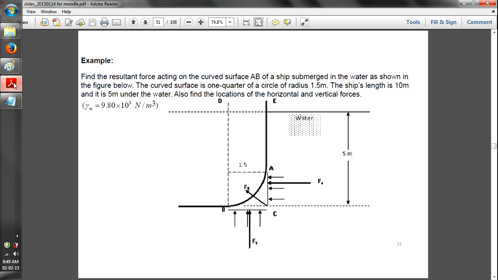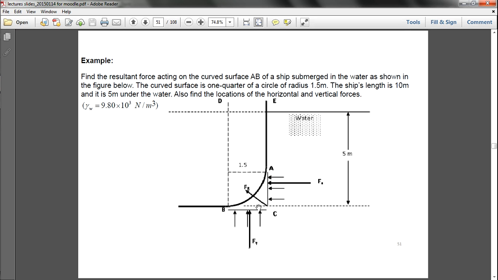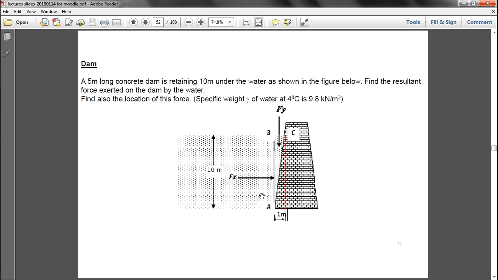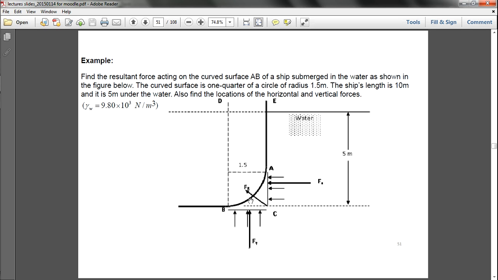However, for curved surfaces, because you need to determine the magnitude of the force that pokes into the middle of the quarter circle, you have to really find the FX and FY. So it's in terms of FX and FY. Similarly for the other case also, but I didn't do it. Maybe in the next lesson we may do it. But nonetheless, let's start this example.